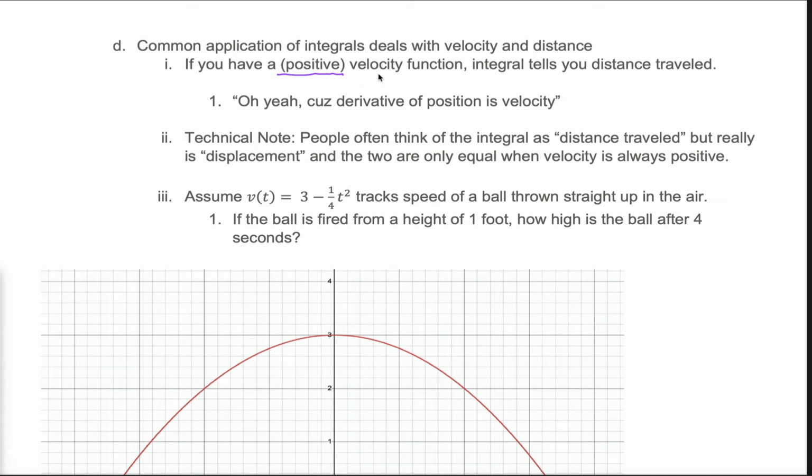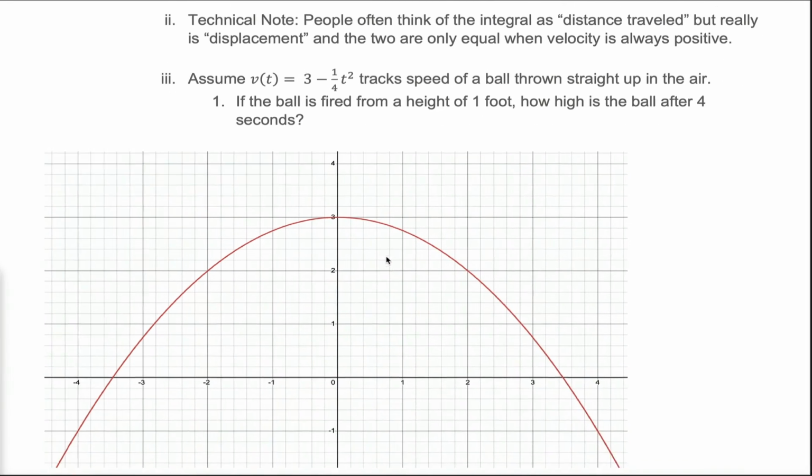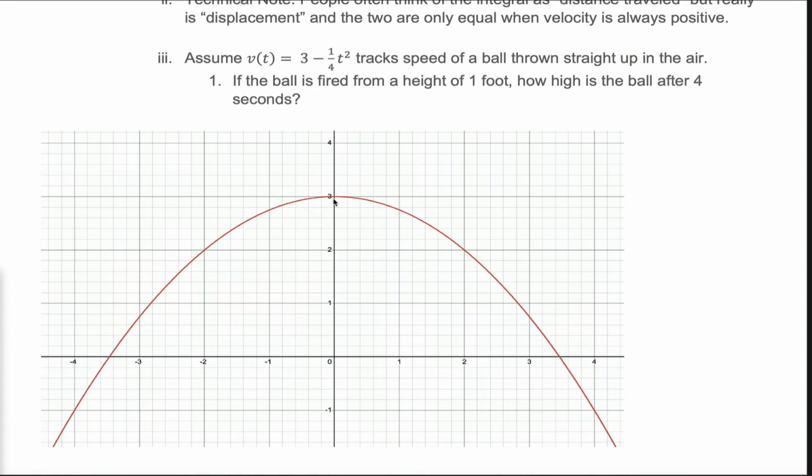But when you have velocity functions that are both positive and negative, displacement is different from distance, as I'm going to show you down here. This function that you've seen before, we're going to assume represents velocity. It's going to represent the speed of a ball that you throw straight up in the air. So when the velocity is positive, the ball is going up. And when the velocity is negative, the ball is coming down.